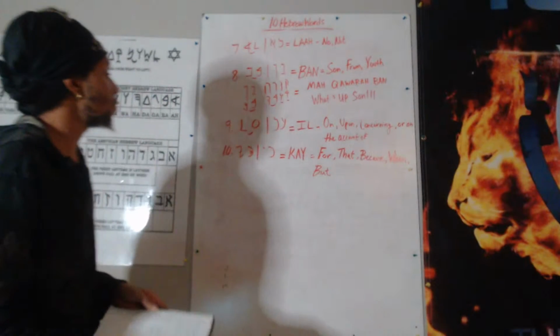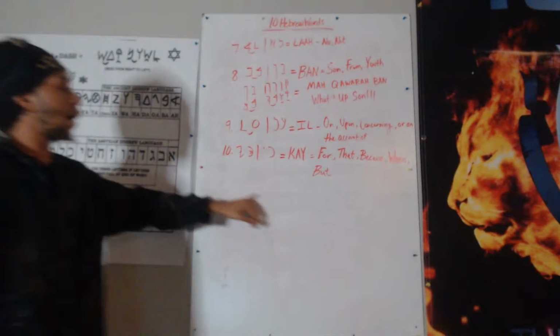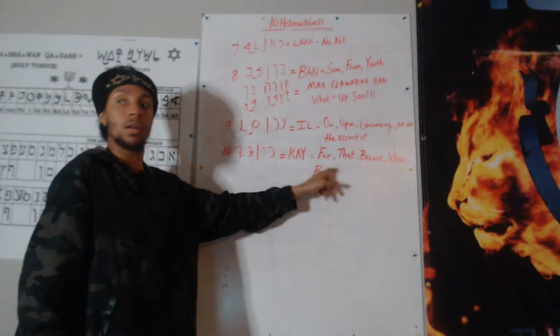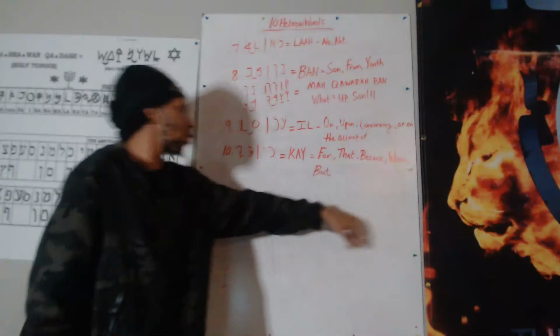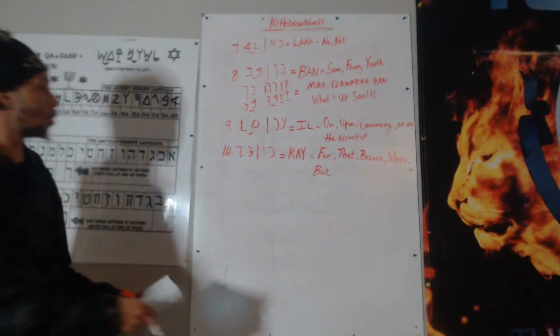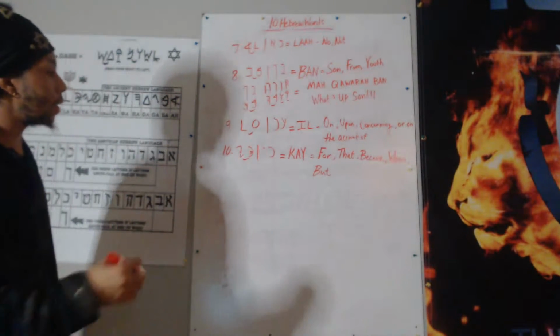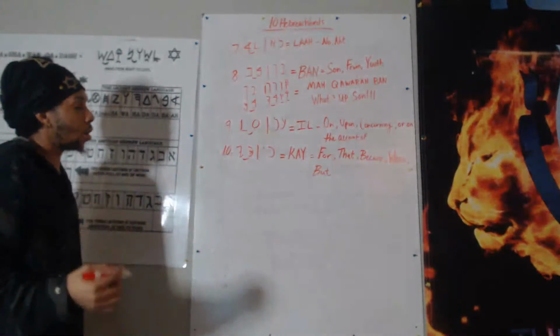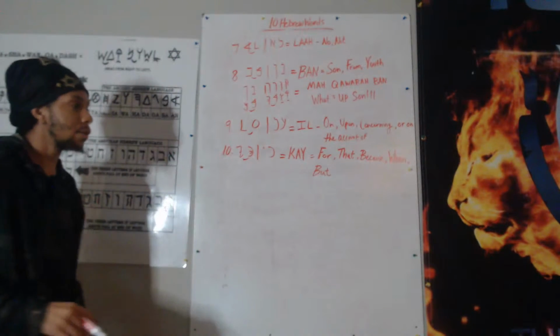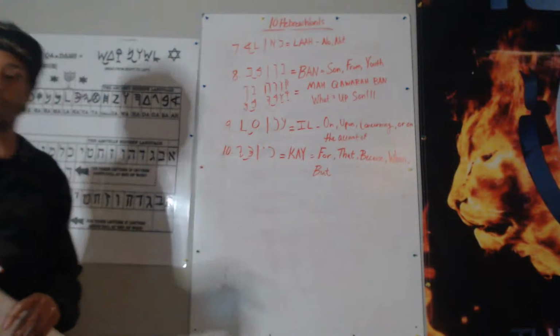All right. So this is Ka. Ka is for that, because, when, or but. That's number 10, which is Ka. It is connected. You got the Ka and Ya. The A drops off with the Ya, so you got Ka. All right. For that, because, when, and but.